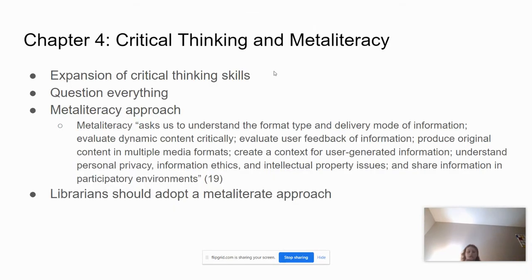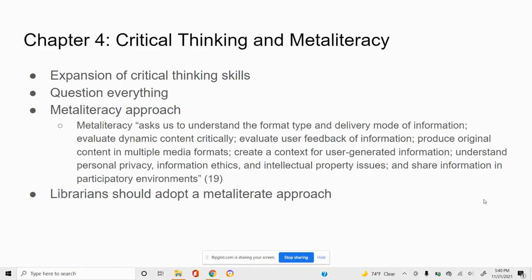In the fourth chapter, Critical Thinking and Meta-Literacy, Cook describes the tools that librarians can use to combat all of this disinformation. First, she suggests the need to expand critical thinking skills among patrons, explaining that we should be encouraging questioning of all informational materials in constructive, truth-searching ways.